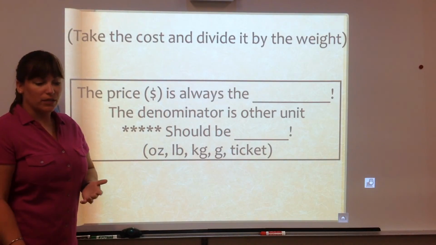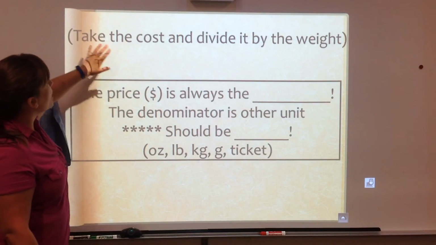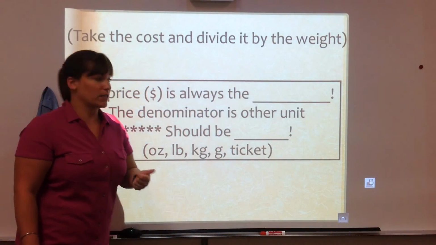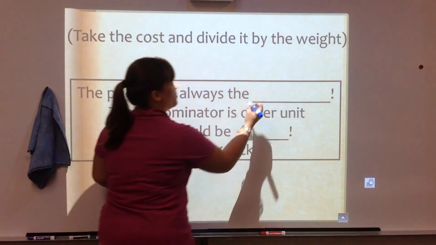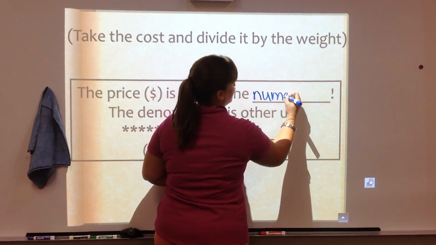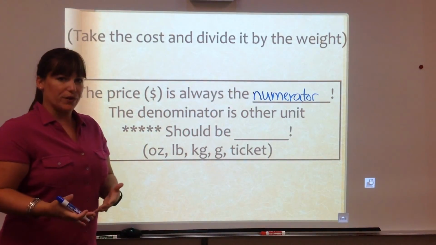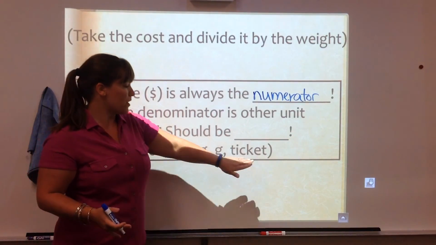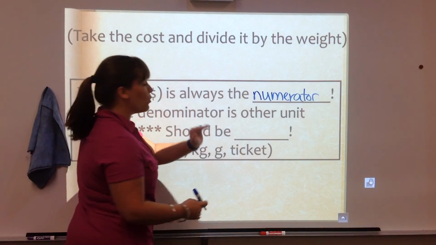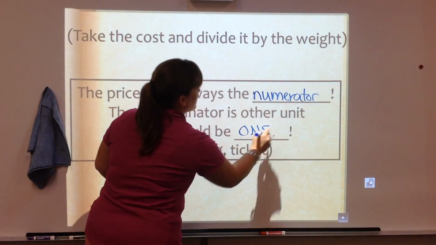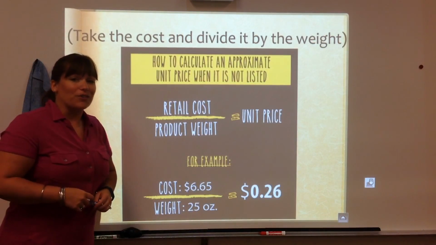So we're nearing the end here. The trick for unit price is to take the cost and divide it by the weight. The price, like I said before, I want you to write this down, is always the numerator when you set it up. So that the denominator is the other unit, either ounces or pounds or kilograms or tickets or whatever the topic should be. And your goal is to get that denominator to be a 1 for unit rate and unit price. See you tomorrow and we'll practice more.